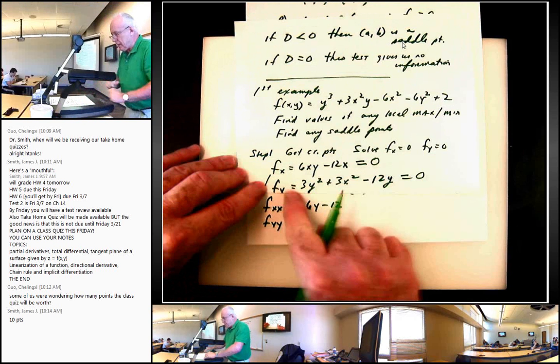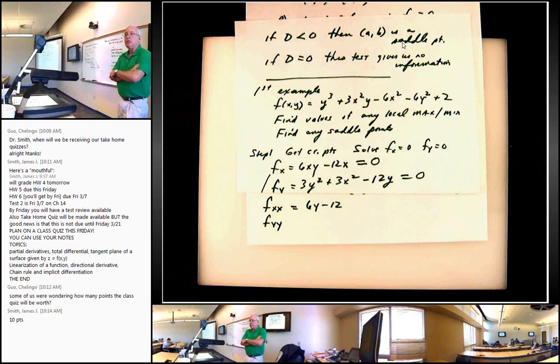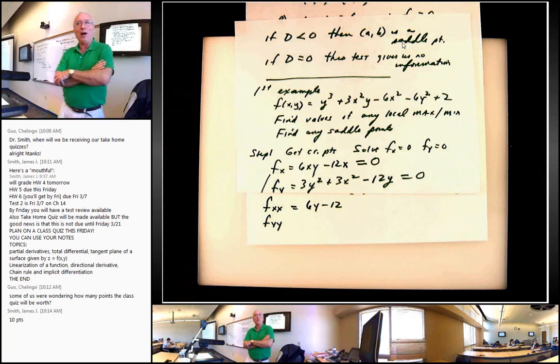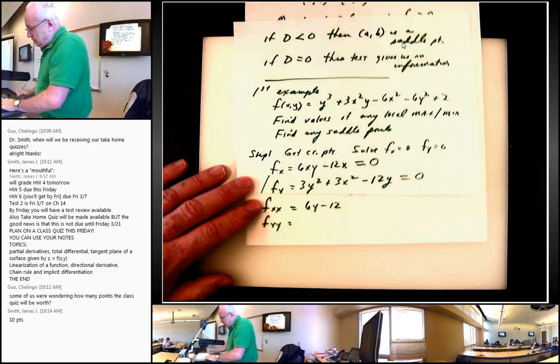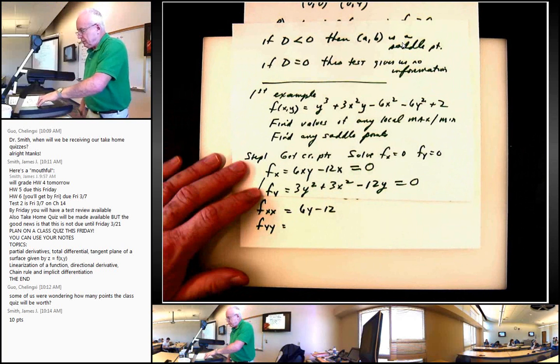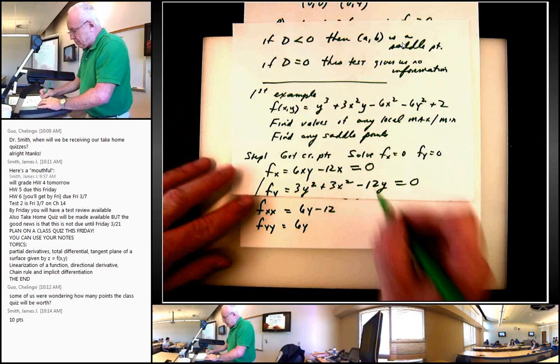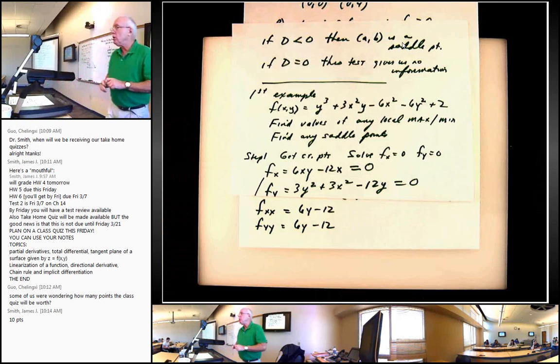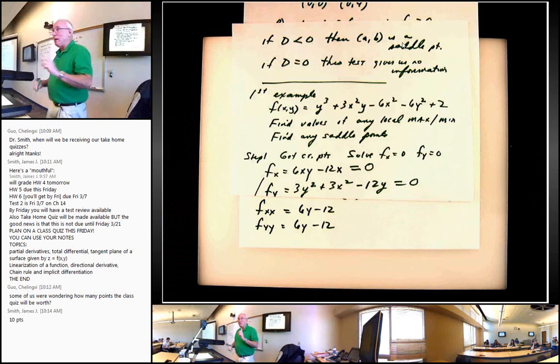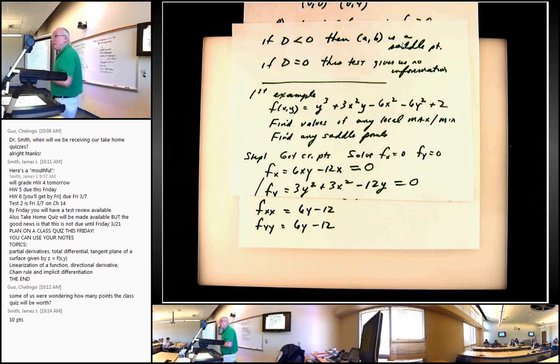Let's now get my fyy. So here was my fy. So I'm again doing the derivative with respect to y. So what do we have? 6y, that goes to 0, and that's minus 12. So it's purely coincidental that they're both the same. So don't be thinking that they're both going to be the same.